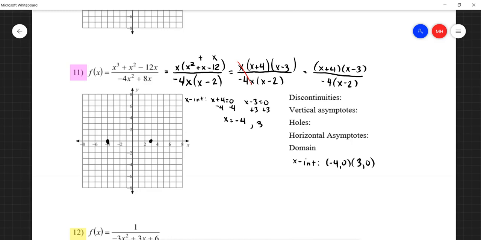Next, vertical asymptotes, set the denominator equal to 0. So I'm going to take the x minus 2, because once again that 4 on the outside won't change us, and solve it. Add 2 to both sides. So x is 2. I'm going to go ahead and put that asymptote in there.